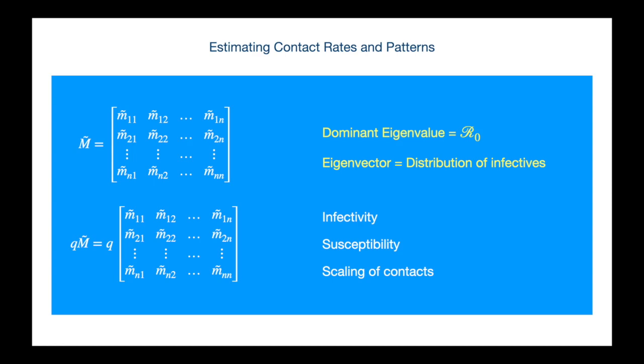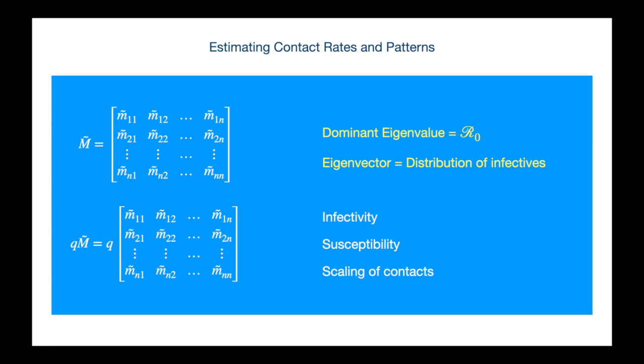Now you can calculate the eigenvalue and eigenvector of this next generation matrix to get the R0 and the stable distribution of the infectives. Remember, these refer to the dominant eigenvalue and the eigenvector associated with the dominant eigenvalue. We covered these in detail in the R0 video, so I'm not going to repeat the details.